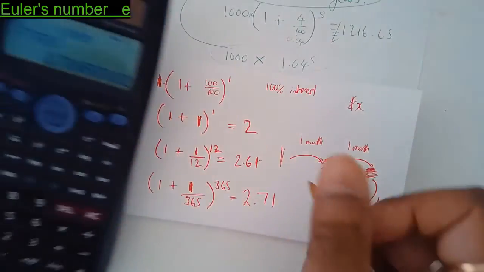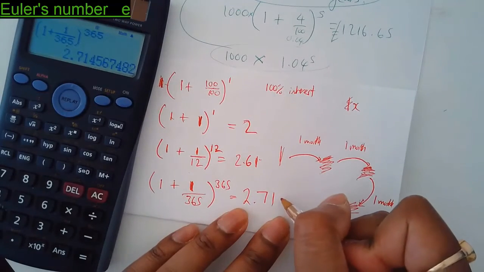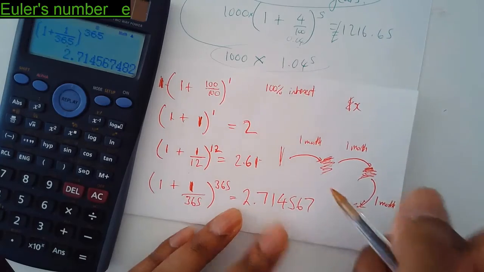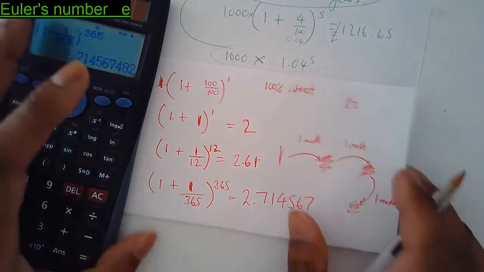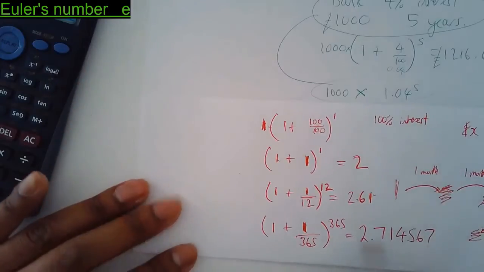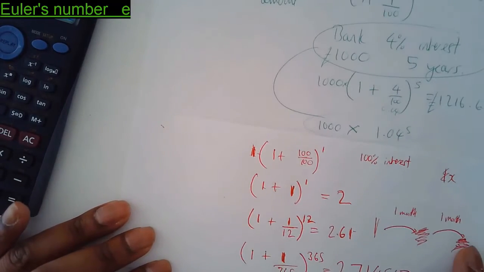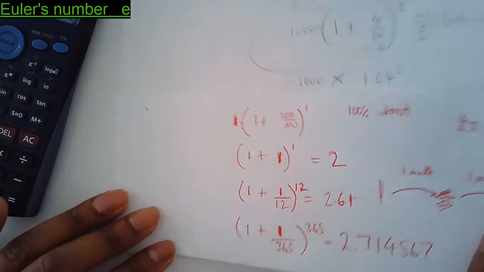£2.71. Oh, you know what? It's going to get a little bit technical, so I'm just going to start writing a few more digits. All right. Let's take it a bit further. What if the bank wants to pay you every single hour throughout the year?